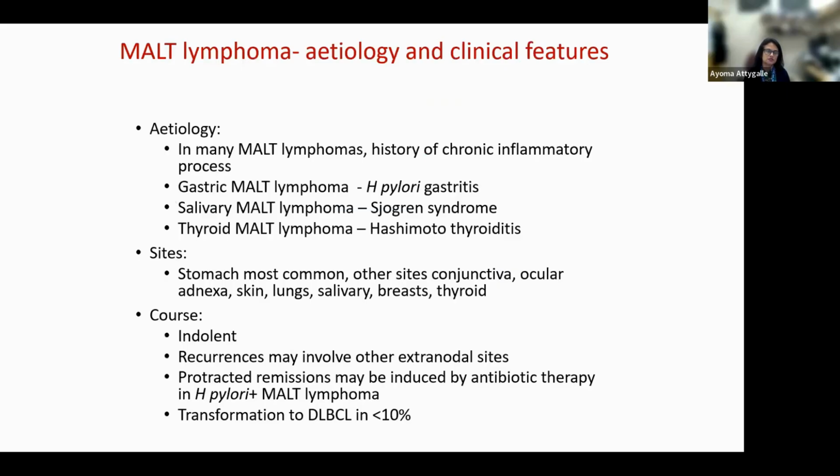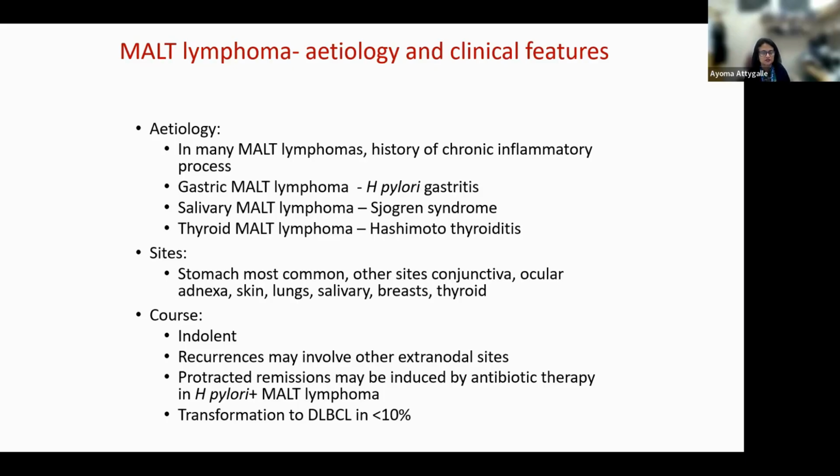The etiology in many MALT lymphomas involves a history of chronic inflammatory process. It's interesting that MALT lymphoma is very rare in sites of normal MALT, for instance the ileum. So these are acquired MALT, like in the stomach, secondary to Helicobacter gastritis, or salivary MALT lymphoma, secondary to Sjögren's syndrome, thyroid MALT lymphomas due to Hashimoto's thyroiditis. The stomach is the most common site, but conjunctiva, ocular adnexa, skin, lungs, salivary gland, breast, thyroid can all have MALT lymphoma, even soft tissue.